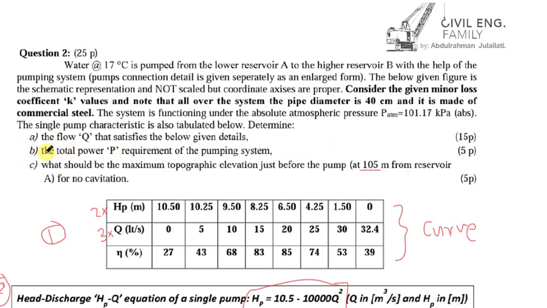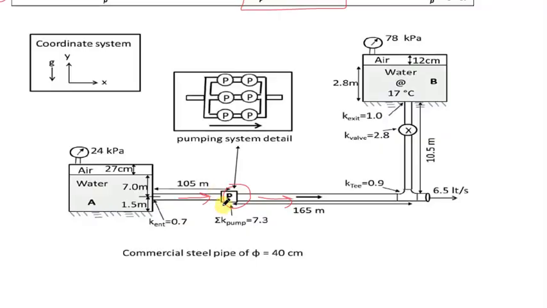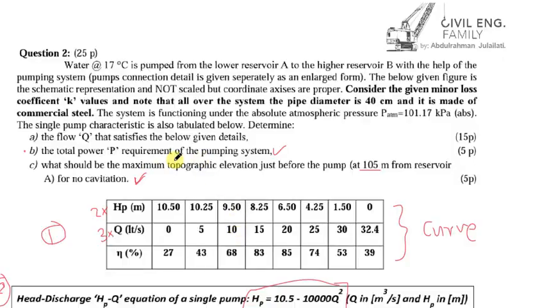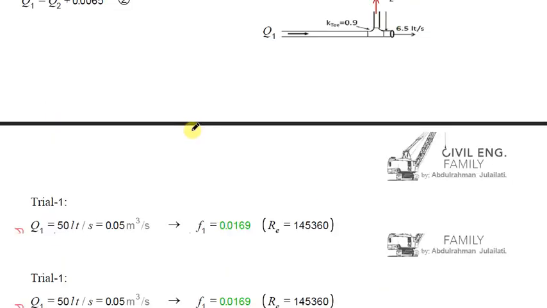You can solve this one. Try to solve this one, and I want you to solve maximum topographic elevation. Or no, this one. No, this one can't be solved. Only you can change it to check the cavitation occurrence before the pump. Before the pump, yes. I want you to check that. Cavitation occurrence, yes. As homework.